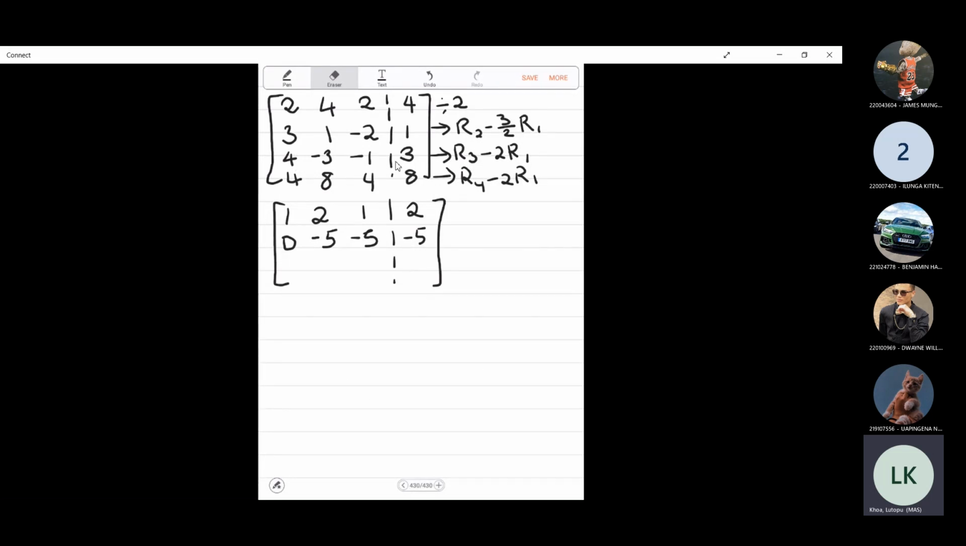Then the next row, we multiply this by 2, and then subtract. So it's 4 minus 4, that will give us 0. Minus 3 minus 8, that will give us minus 11. Minus 1 minus 4 is minus 5.